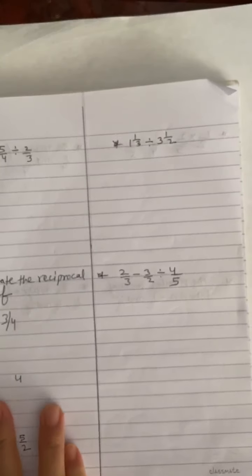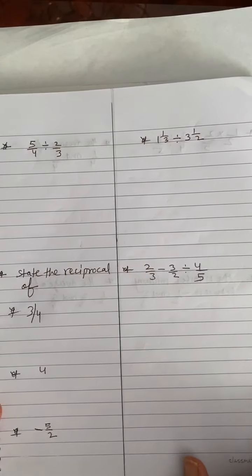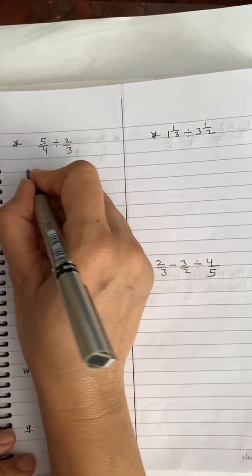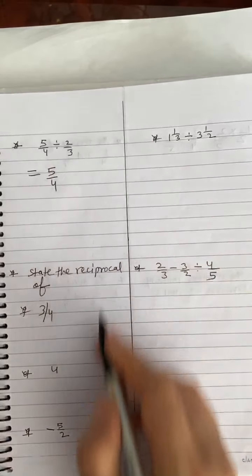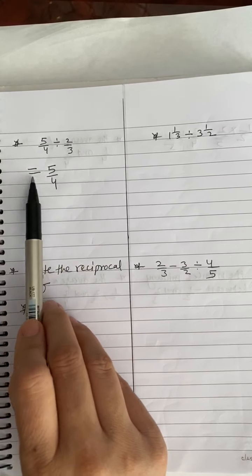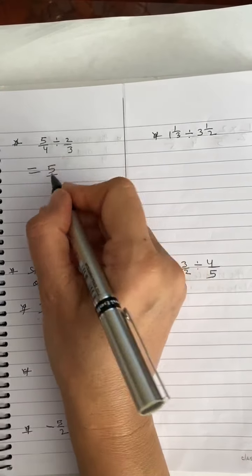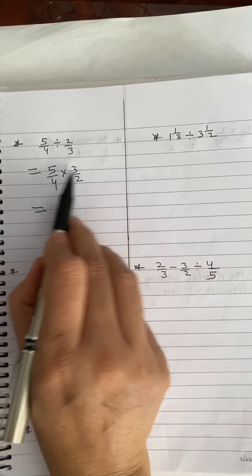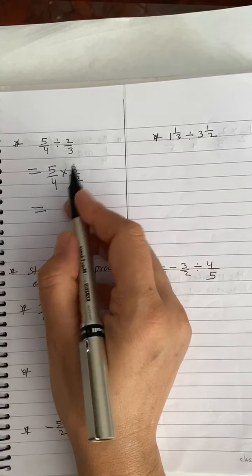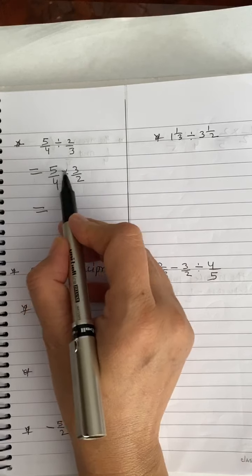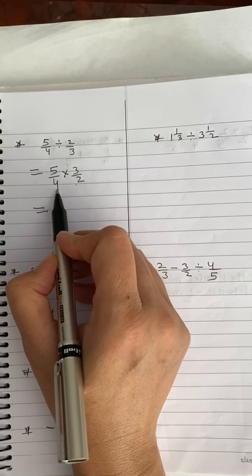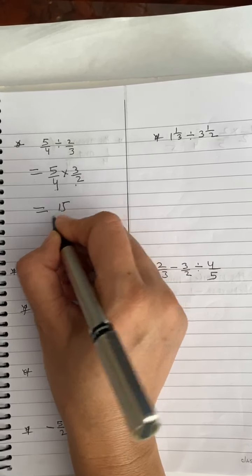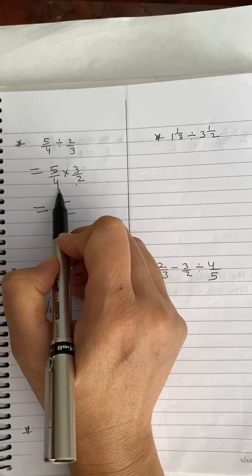Okay, so let's do a couple of examples here. First is 5 over 4 divided by 2 over 3. Whenever you are working with any kind of expression, make sure that you always start with an equal sign. So 5 over 4 multiplied by 3 over 2. Now we know how to multiply two fractions. First look for any common factor. Here 5 and 2 have nothing in common, 5 and 4 nothing in common. Similarly 3 and 4, and 3 and 2 have nothing in common, which means we just multiply 5 by 3 and 4 by 2.